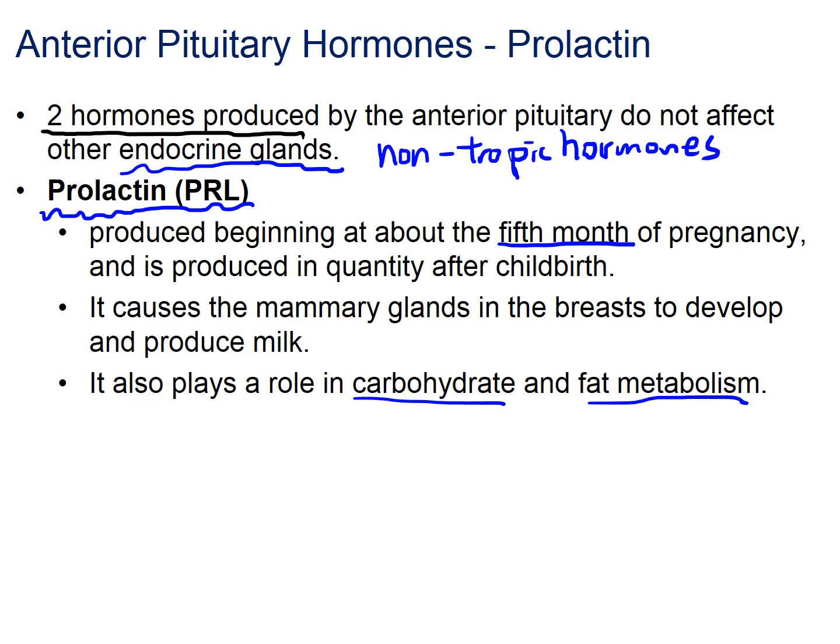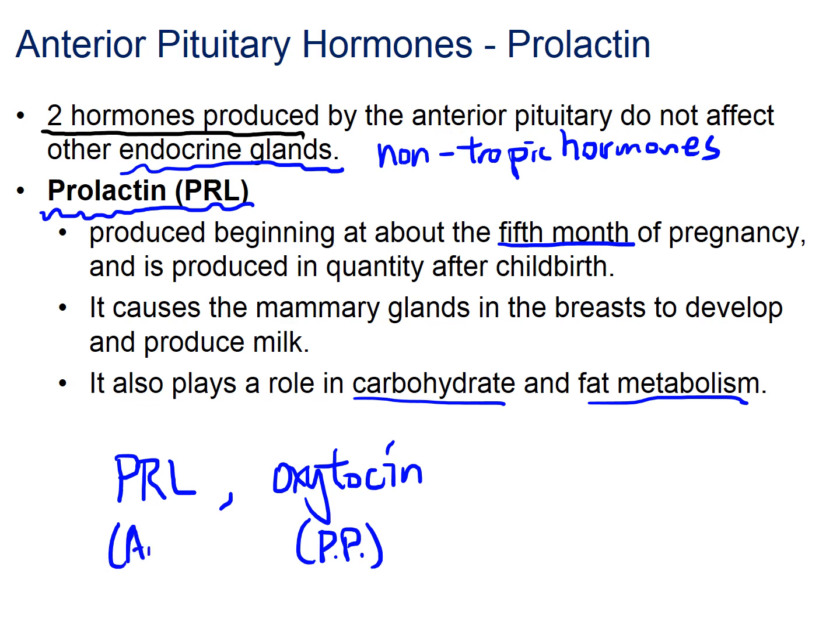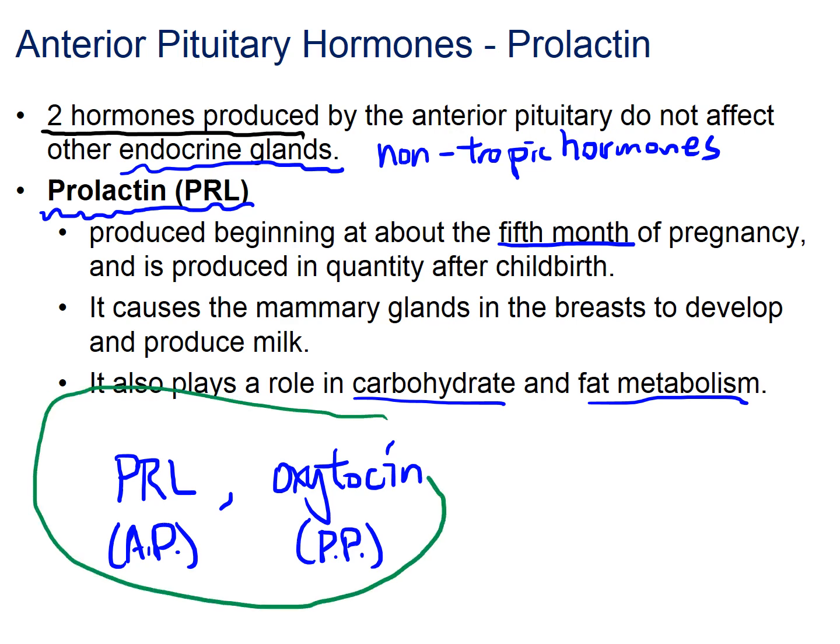So combining what you learned in the previous slides, prolactin, PRL, basically makes the milk, and then oxytocin, which is from the PP, while prolactin is from the AP, allows the milk to come out. So if I ask you on the test what are the two hormones that are important for nursing a baby, make sure you know it's prolactin and oxytocin.